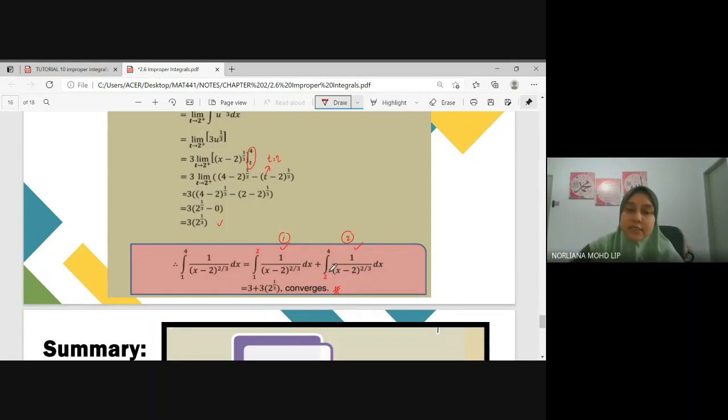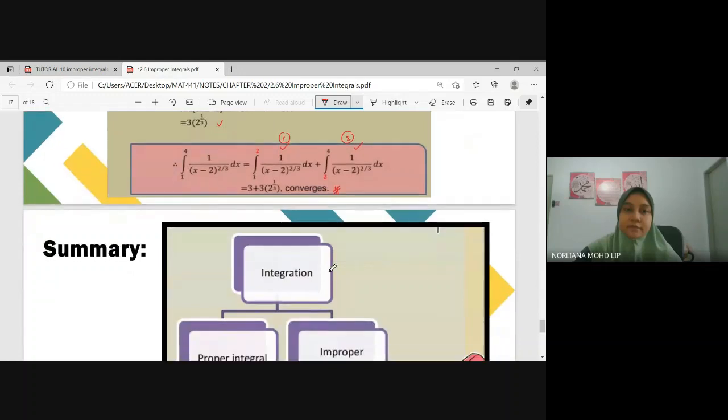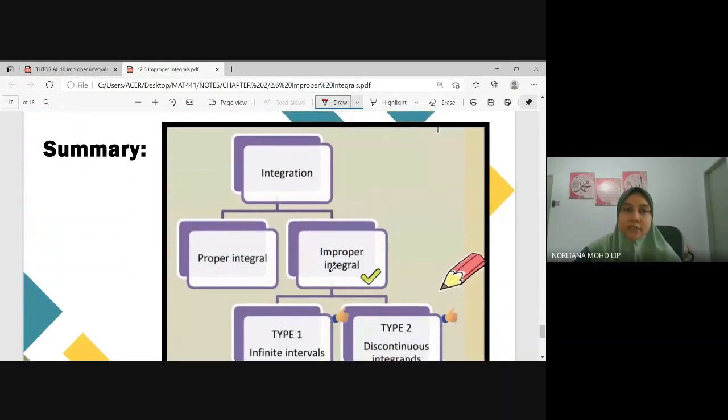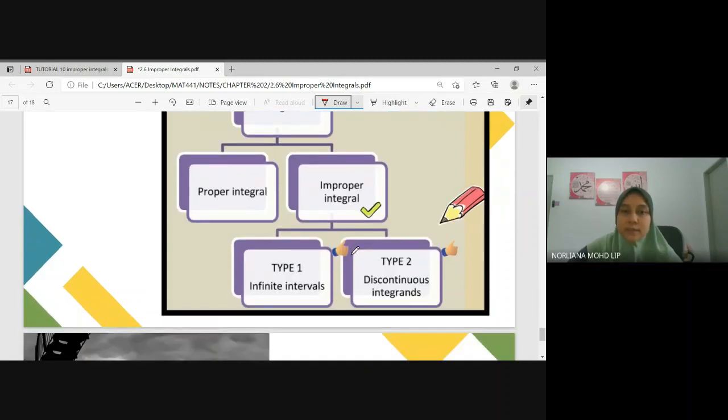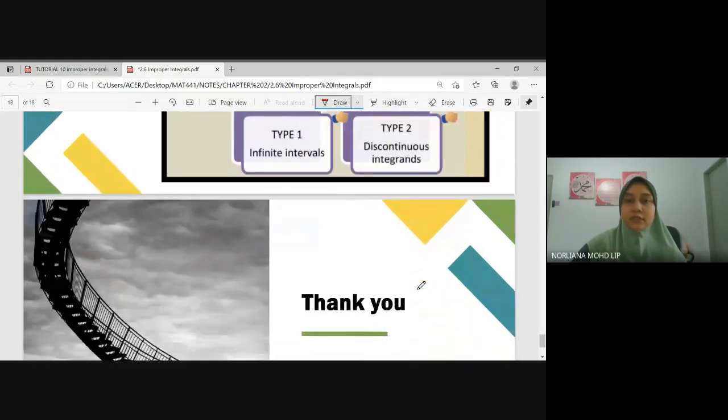Okay, so this is the last example for improper integrals. So summary for integration. Now you have learned types of proper integrals. Yang sebelum ni lah, you all dah solve the various types of integration using integration by parts, substitution, and so on. And then this last is improper integrals. So improper integrals consists of two types. It's infinite interval and discontinuous integral. Okay, so tu last lah untuk ni.